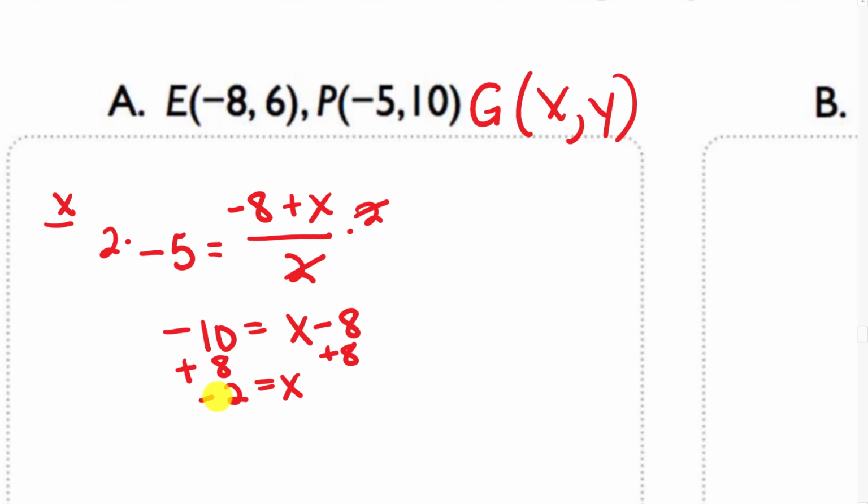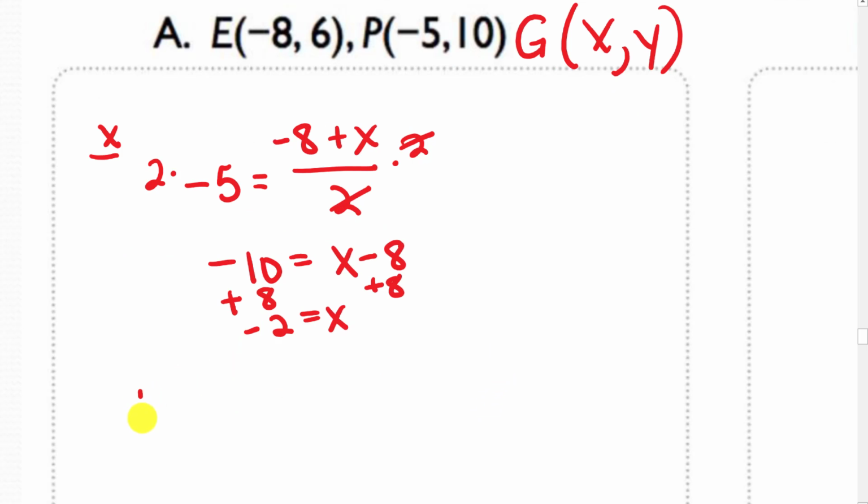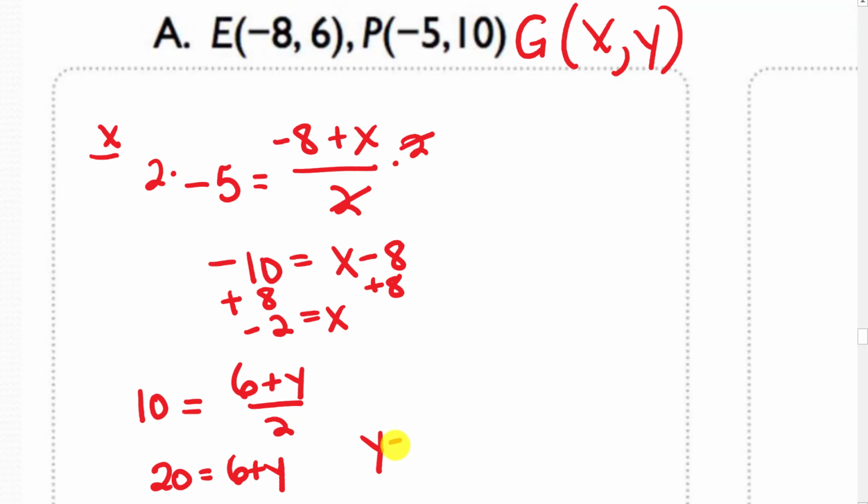Let's try to set up the y. So the middle is 10 equals the ends. Okay, you're going to solve these pretty much always the same. Multiply both sides by 2, and then y would equal 20 minus 6. Okay, so my endpoint that I was missing was -2, 14.